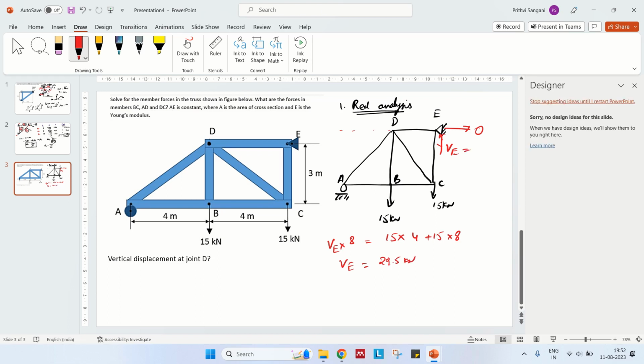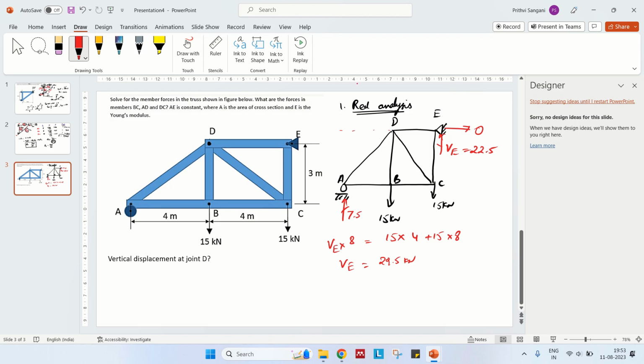So this is 22.5. If this is 22.5, how much should this be? 22.5 plus x is equal to 15 plus 15, that is 30. So this should be 7.5. It is balanced. Everything is in balanced condition. Now let us find the internal forces directly.